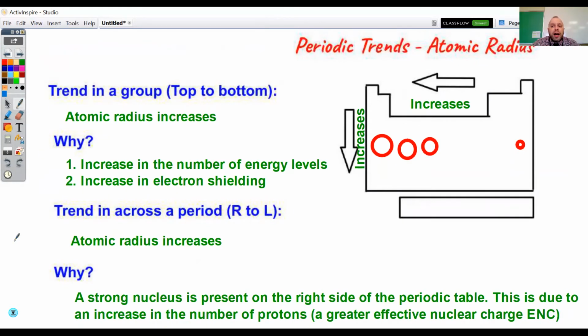So when we talked about why atomic radius increases or decreases across a period, we didn't mention the number of energy levels because that doesn't change. And we also didn't mention this new term, electron shielding, which we just learned about. And the reason is electron shielding remains the same within a period.